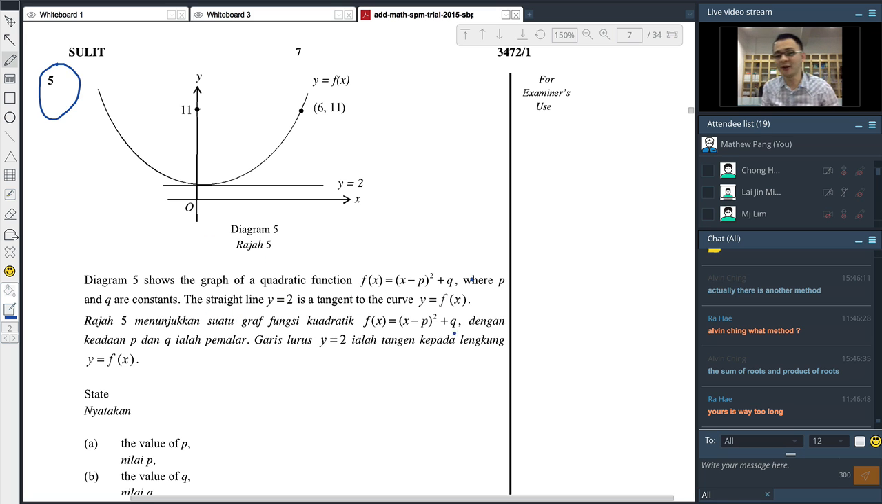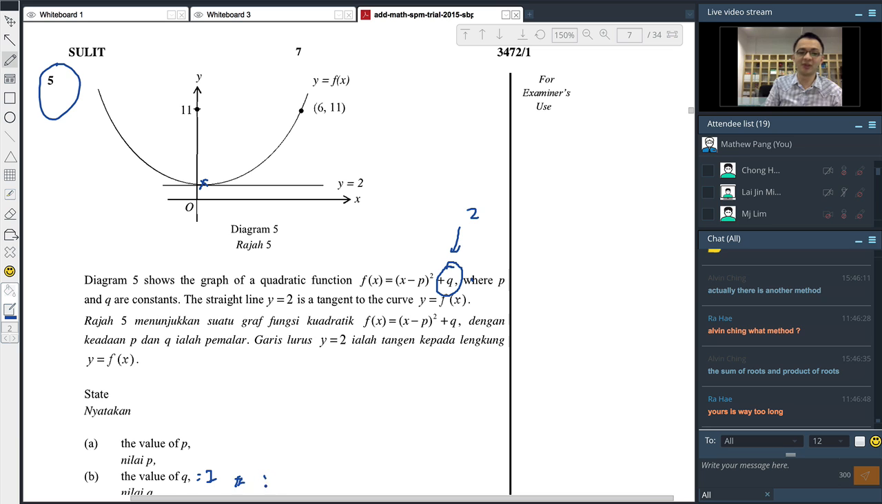The straight line y equals 2 is a tangent to the curve. So tangent means y equals 2 will touch only one point on this quadratic. When tangent to the curve, obviously it touches the minimum point. I'm not sure whether the minimum point is over here or on the y-axis itself, but it's fine. So at least I know my q value will equal 2. Right, so I have some information. My q equals 2.